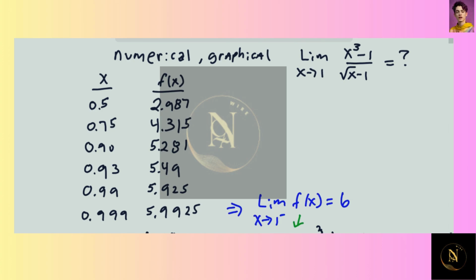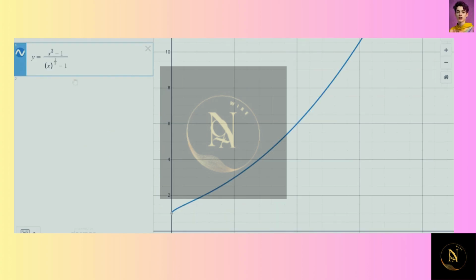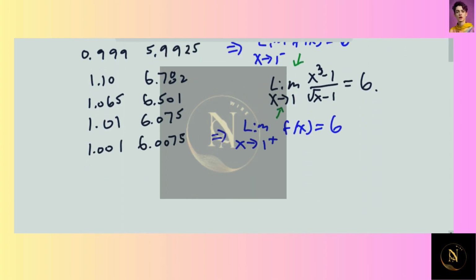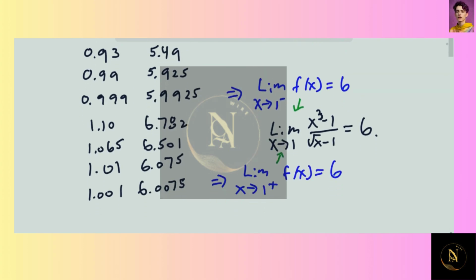Alright, let's see it graphically now. I look at it graphically. Here's the graph, y equals x cubed minus 1 over the square root of x minus 1. And what do I see? As I get closer and closer to 1 here, I can't have the value at 1, but I can get closer and closer. And you notice that the values are getting closer and closer to 6 all the time. Okay, so that means graphically we were able to confirm this as well.